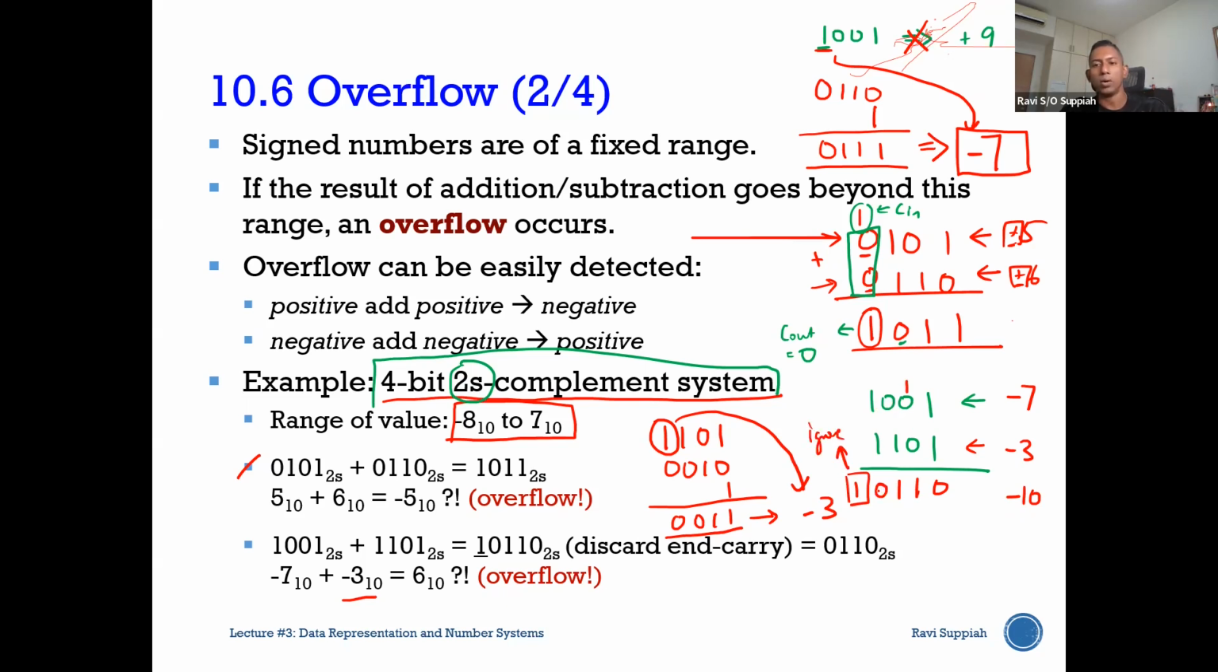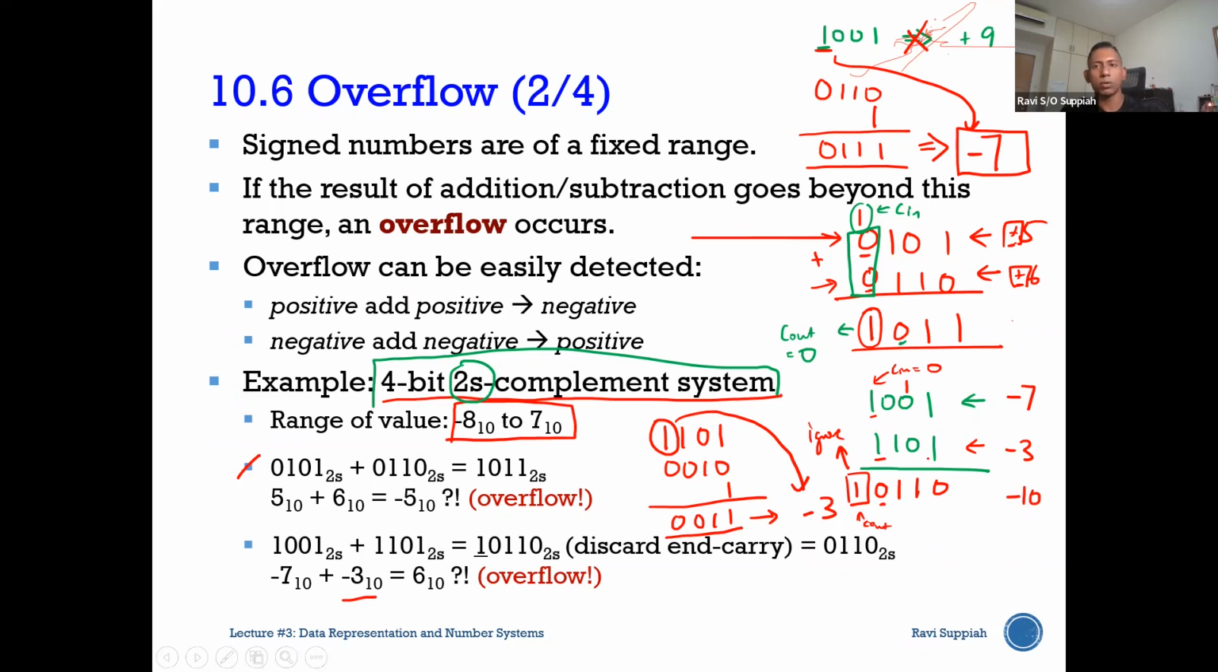We only focus on the most significant bit right now. You can see that the most significant bit is 1, a negative number, and the most significant bit is 1, a negative number, but the answer is 0, a positive number. So there is something wrong. Two negative numbers added together, but the answer has the most significant bit as 0. The other check is the carry in and carry out. For this, the carry in is 0, but the carry out is 1. So that is another check that confirms this is an overflow condition.